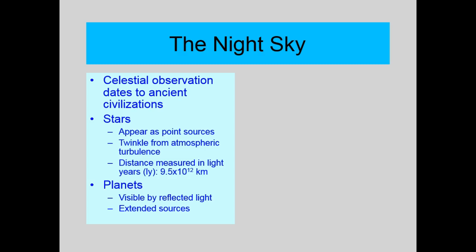You wouldn't see any shape to it other than being a point of light. So that's what they mean, appear as point sources. They twinkle because of our atmosphere's turbulence. It's nothing to do with them.